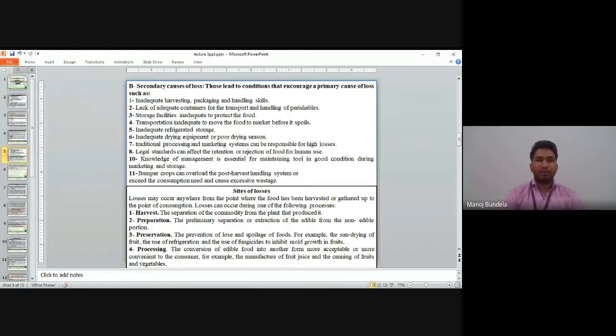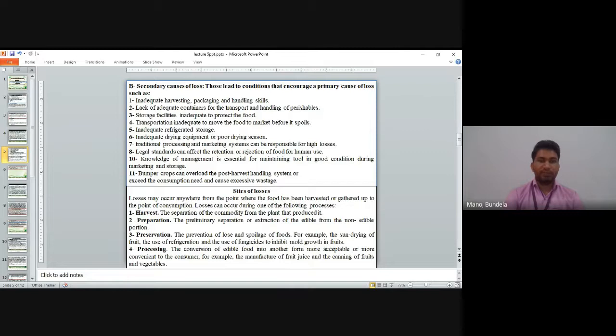Lack of adequate containers for the transportation and handling of perishable foods, means for particular fruits and vegetables we require a particular type of containers. If that type of containers is not available, then it is very difficult to transport from one area to another area and it will get damaged. Next is storage facilities inadequate to protect the food. Means the storage facilities are not available to protect the foods. Transportation inadequate to move the food to market before it spoils.